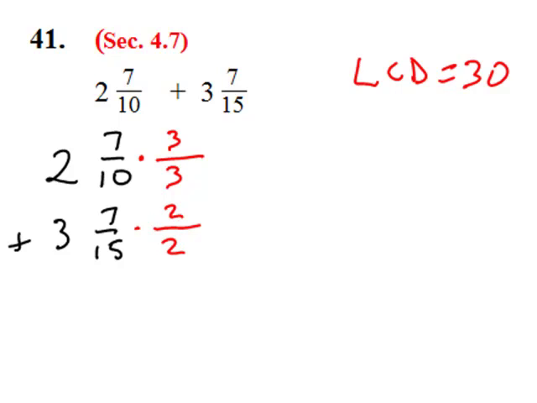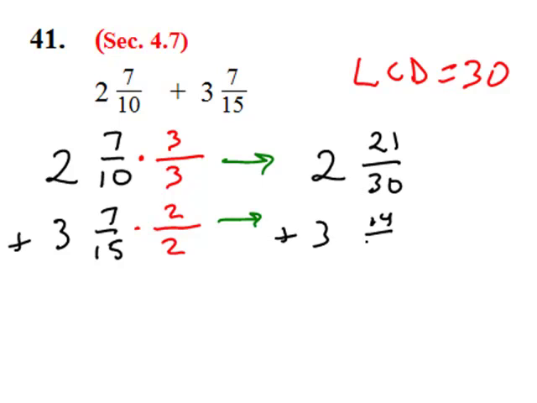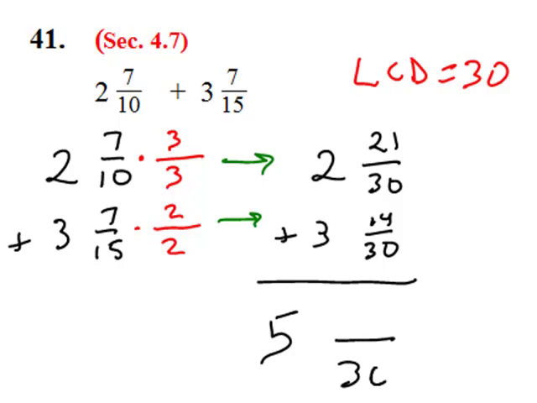And what we are now looking at is 2 and 21/30 plus 3 and 14/30. And we can add those now. 2 plus 3 is 5, the whole numbers. The fractions 21/30 and 14/30 is how many 30ths? Well, 21 plus 14 is 35/30.